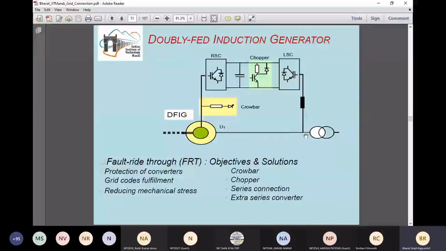The line side is simply connected to the grid, and it can act as a static compensator and will be able to inject the desired reactive power, as well as it is also able to inject desired harmonics into the system to reduce the harmonics or to improve the power quality. So both of the operations are possible. Is this clear? Yeah, okay, sir. Thank you.